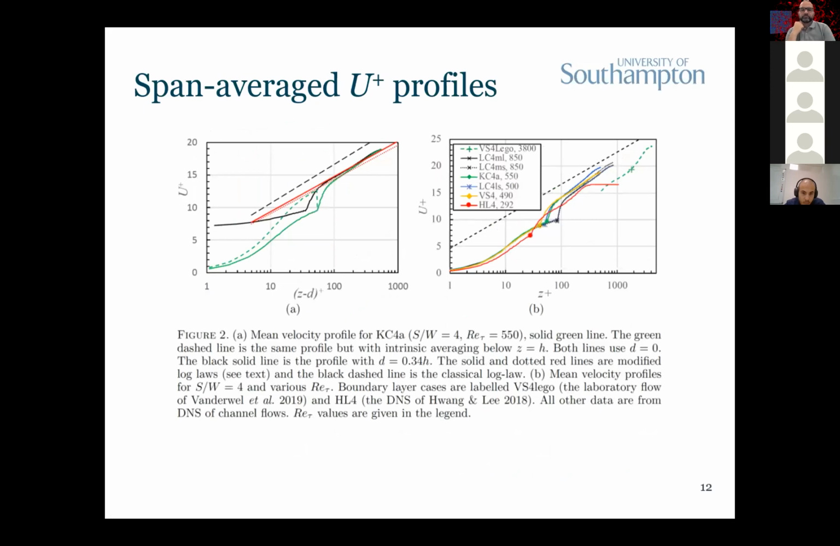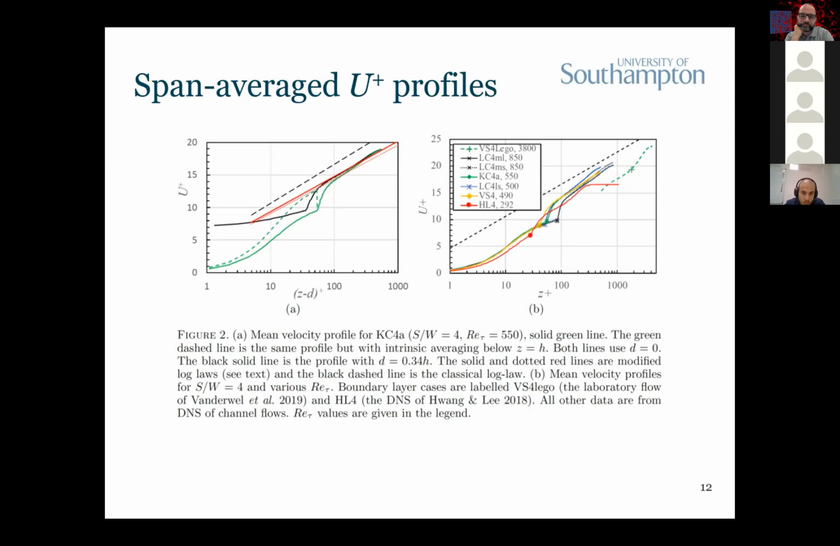Next, spanwise U plus profiles, the spanwise-averaged one. What we are looking at is different U plus profiles for different cases. However, the log-law region seems to be at a consistent value here. What I'm showing with the black dashed line is the conventional log law. So all of them are actually sitting below the conventional log law.